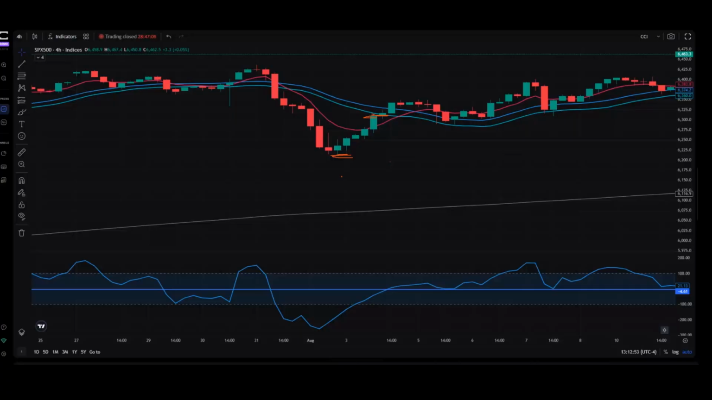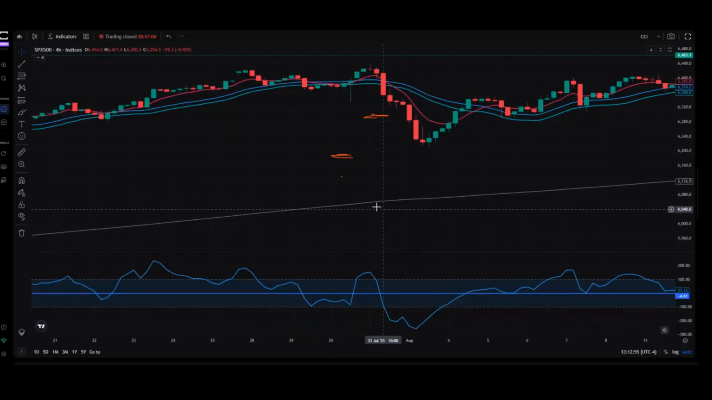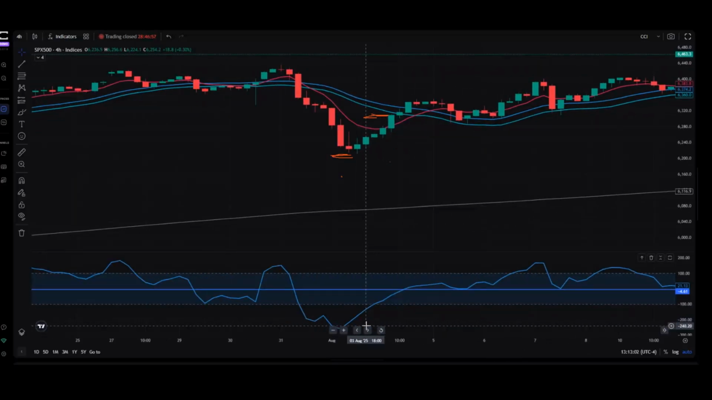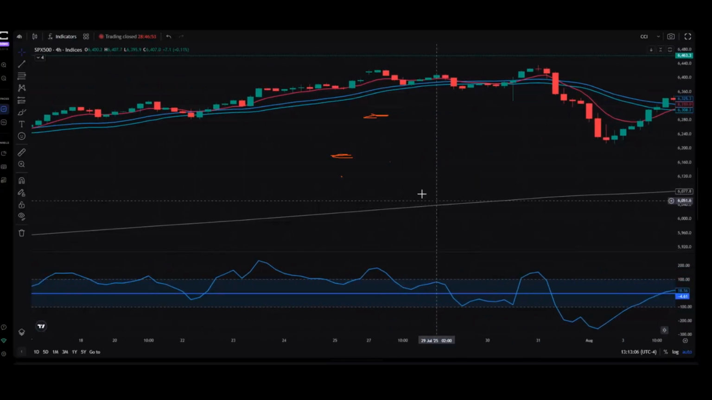All right, so that's one example of how to trade the pullbacks, guys. It's not that complicated, very simple, and we can look at other examples too as well.